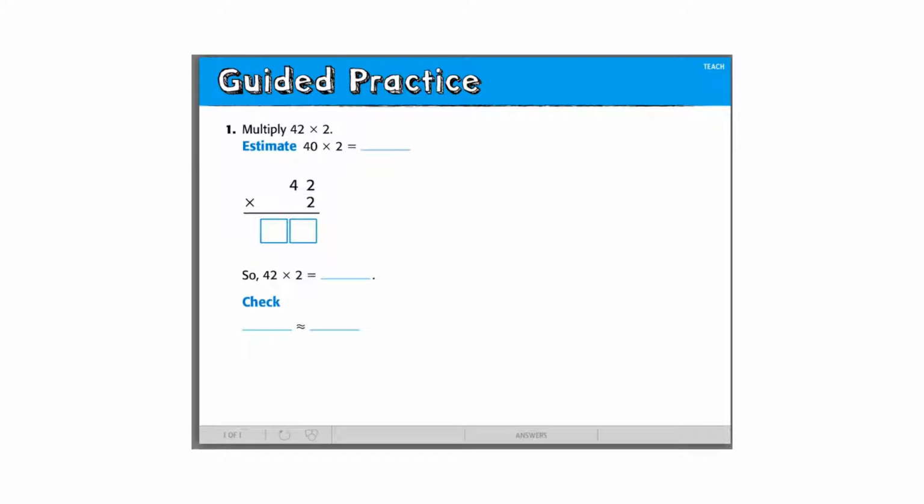Okay. So here's your guided practice. I want you to work on the guided practice for a minute or two. Check it with people around you. And then you can start on the independent practice.